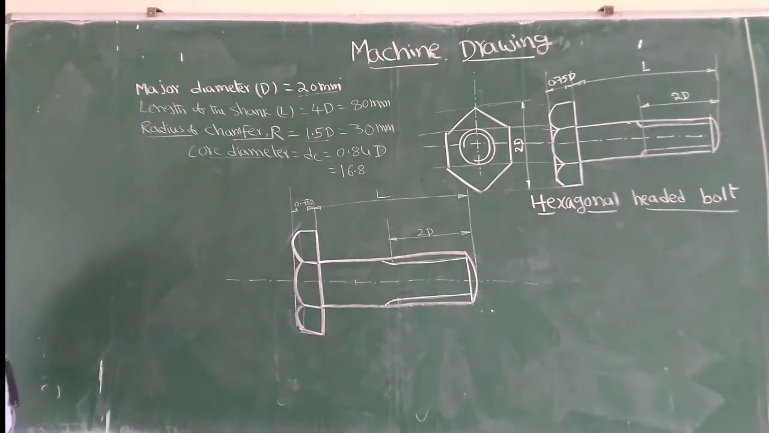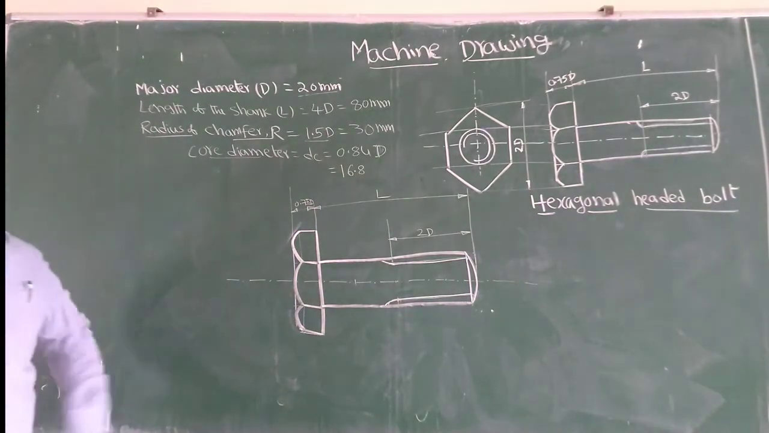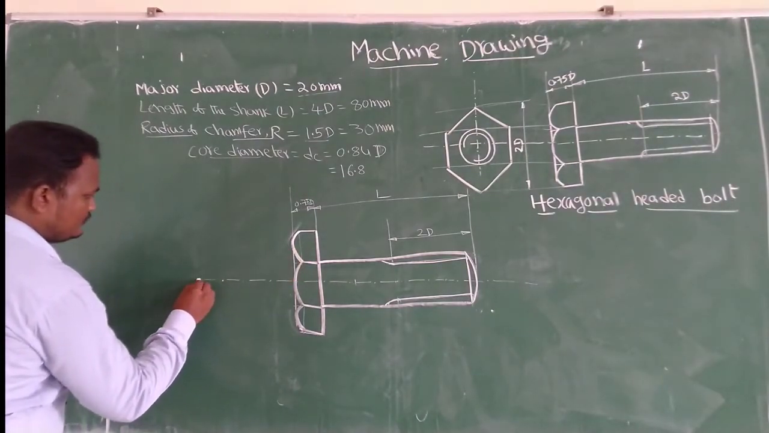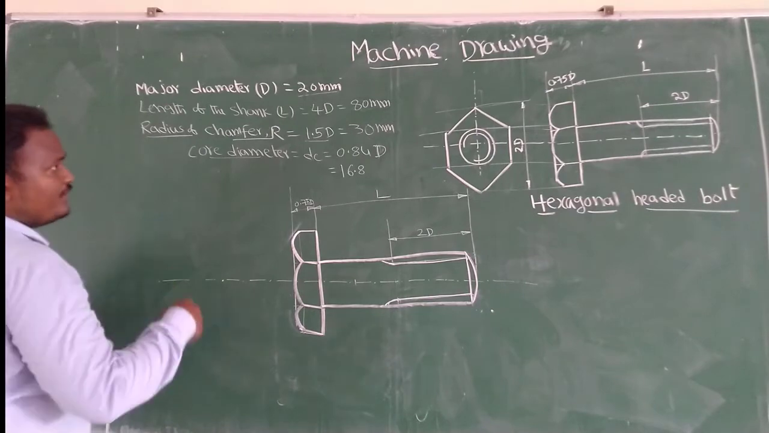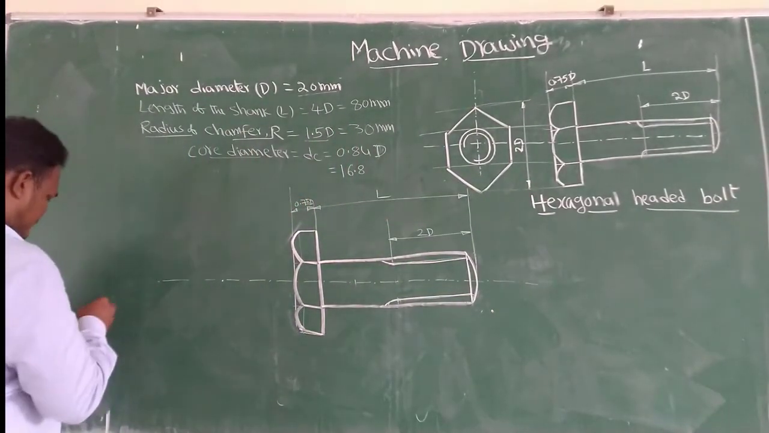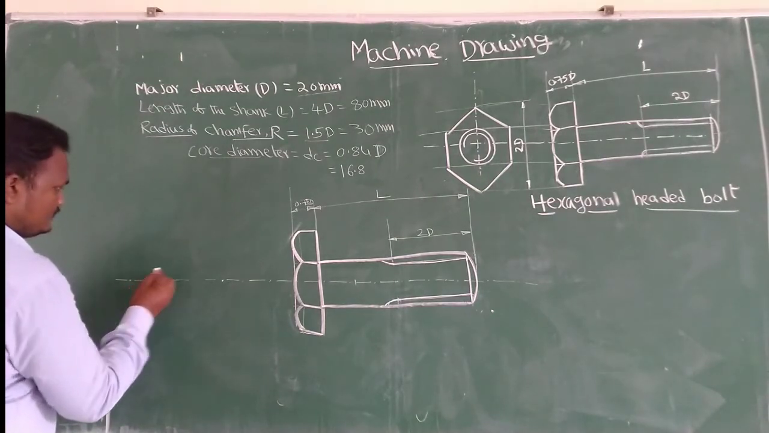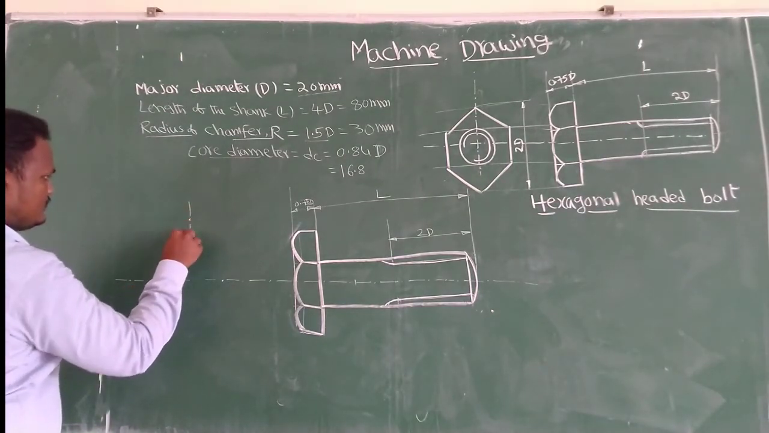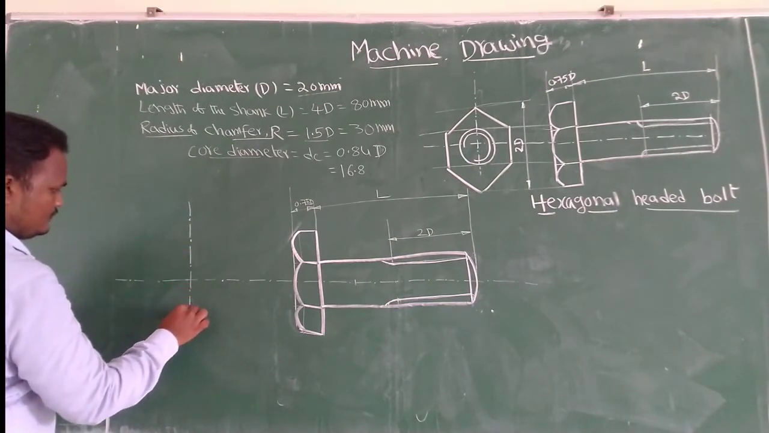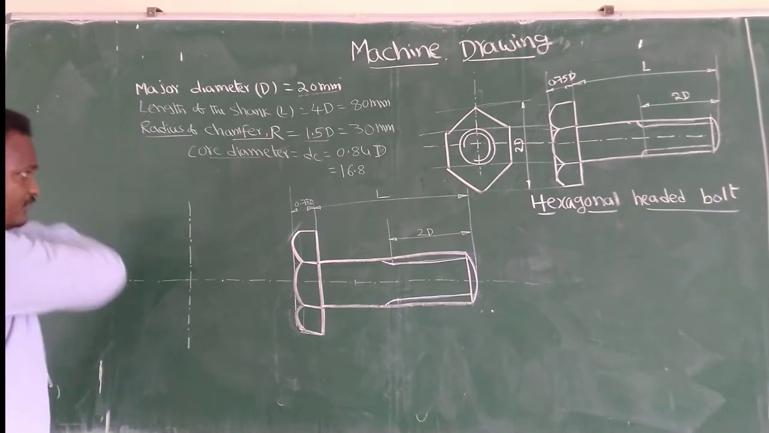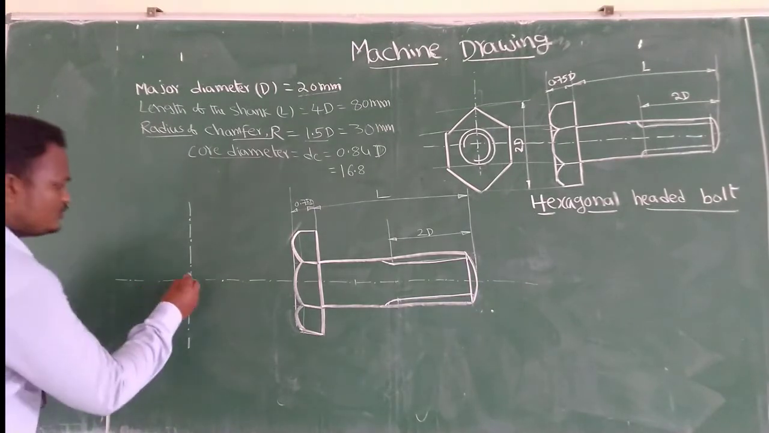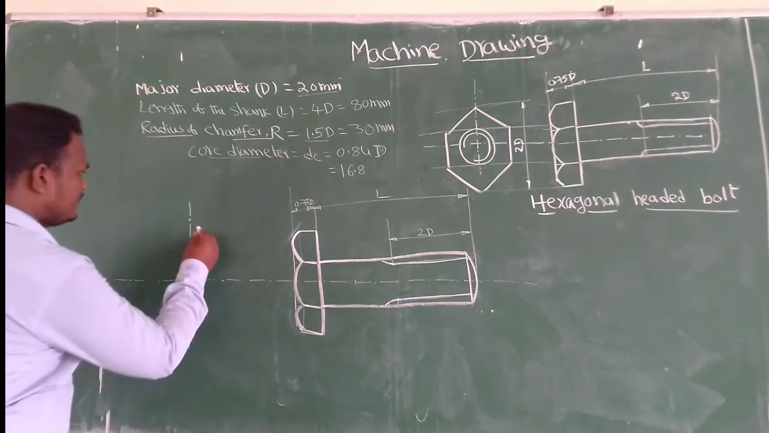Okay. Now, if you want to draw a side view of the hexagonal headed bolt, what is the height? 2D. Okay. Here, 2D as a diameter, draw a circle.